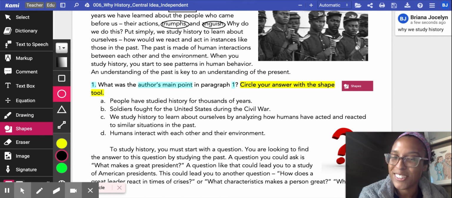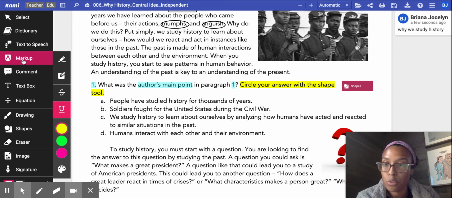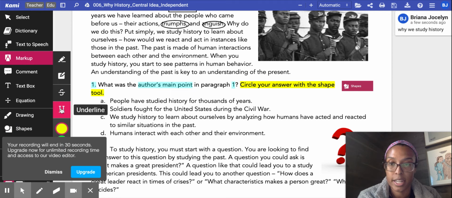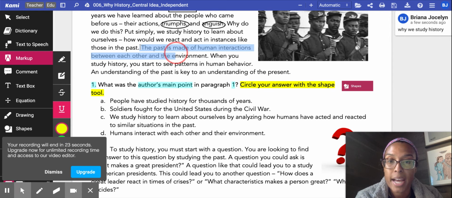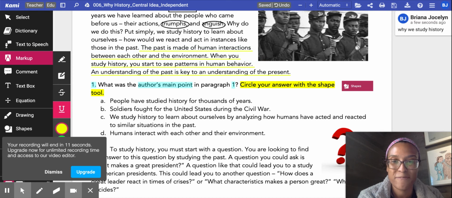I'm not going to tell you the answer, but I am going to show you the clues in the text that I might have wanted to underline. So I'm going to click the markup tool and the underline tool, and I'm going to underline the piece of evidence that I think helps me. The past is made of human interactions between each other and their environment. When you study history, you start to see patterns in human behavior. An understanding of the past is key to an understanding of the present.